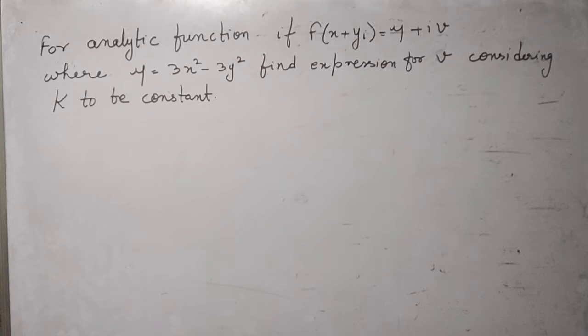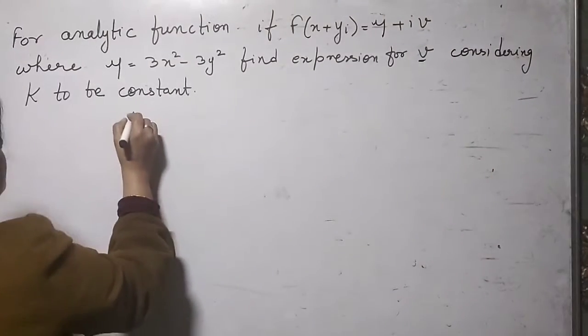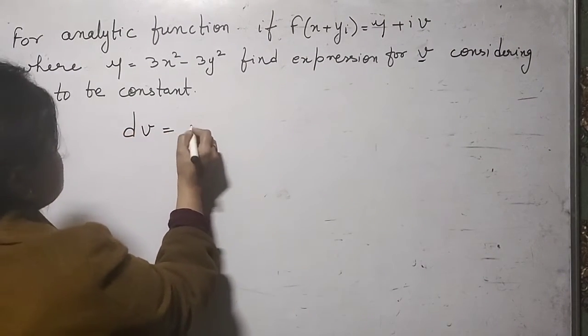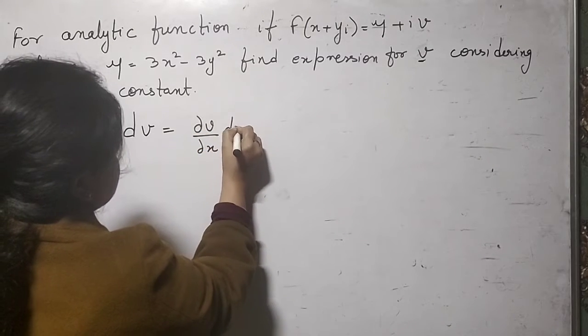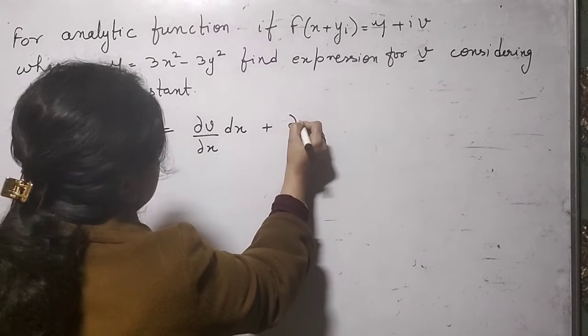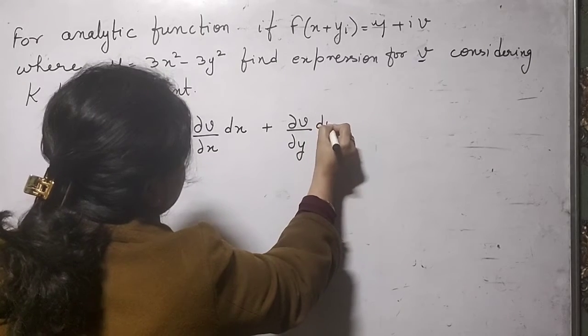Now we have this type of question also in case of analytic function, that there is a function f equal to u plus iv where the value of u is given as 3x square minus 3y square. Find the expression for the v considering k to be the constant. Now in this case, we use the formula in order to find the v. dv is equal to delta v over delta x dx plus delta v over delta y into dy.